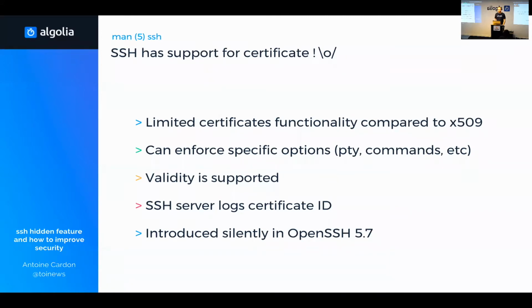SSH servers are logging the certificate ID, which is very useful because when you look at your logs in case of an incident, you will know that that user used this certificate to connect to that machine. And it was introduced quite silently in OpenSSH 5.7, quite a long time ago, because right now we are at 7.5, I guess. I think they should have made more noise about this, because it's a very good feature. Because you can really protect your server.